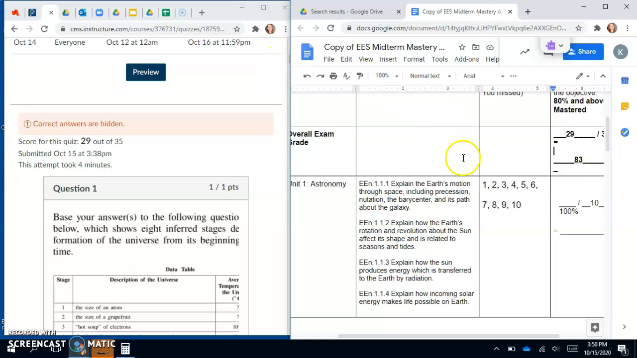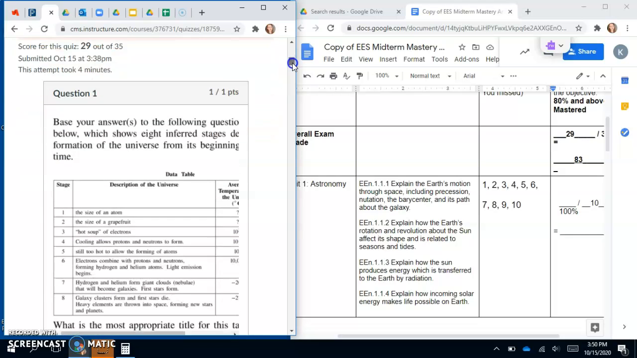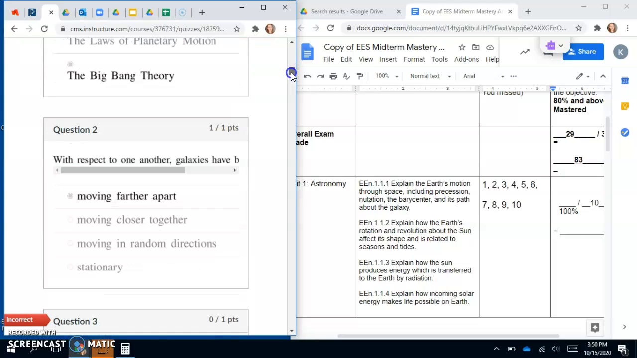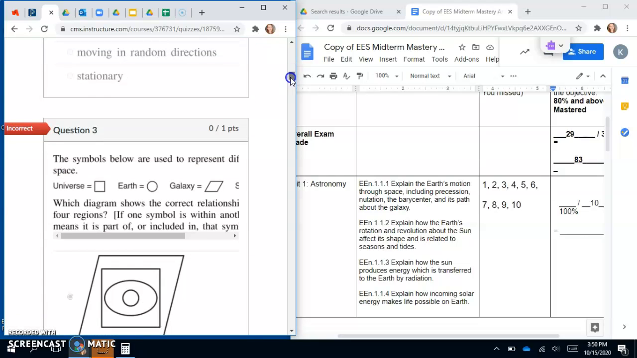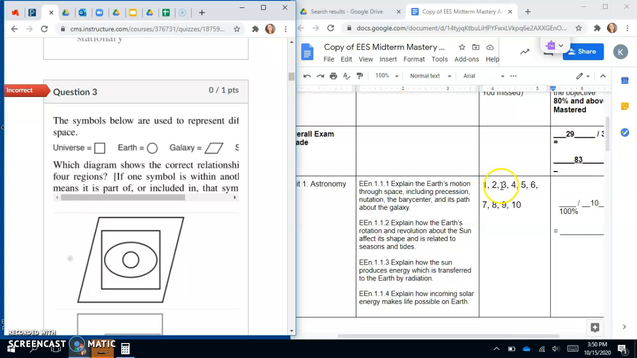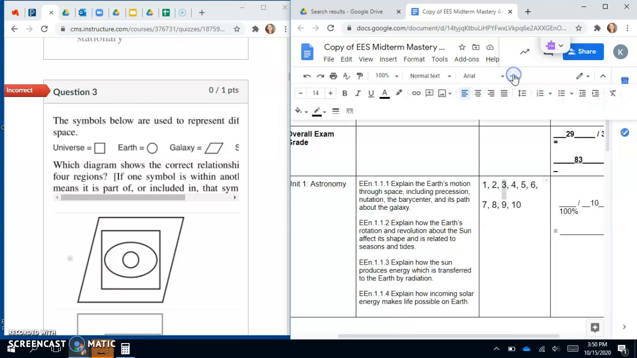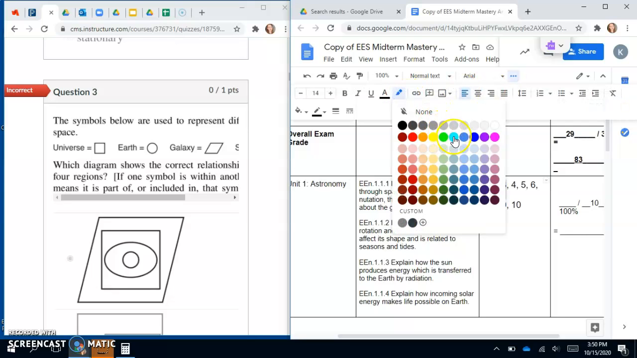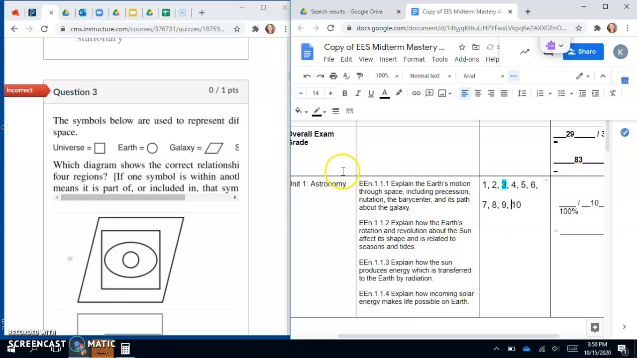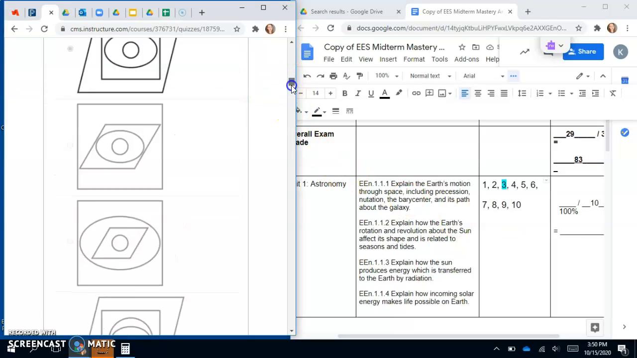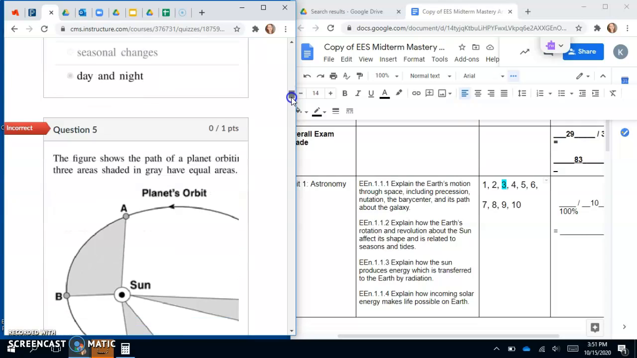The first thing we want to do is go through the first 10 questions, because those are the numbers we're looking at for Unit 1. We're going to highlight any questions that we missed. And remember, they're flagged in your test. So we've got question 1. Question 2 we got correct. We missed question 3, so I'm going to highlight question 3 with whatever color you want. It doesn't matter. I'm going to use this blue color. Okay, so I missed question 3. I'm going to come back to my test. I got question 4 correct. I missed question 5, so I'm going to highlight question 5 because I missed it.